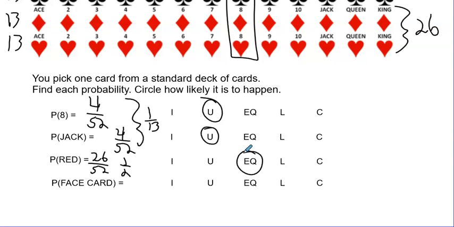Now, face card. There are 3 face cards, 4 suits. Okay? So that's 3, 6, 9, 12, or 4, 8, 12. That's 12 out of 52. But again, since it's under half, that's going to be unlikely.